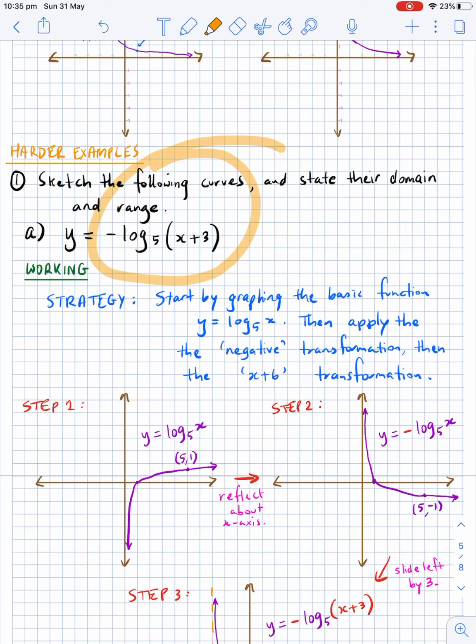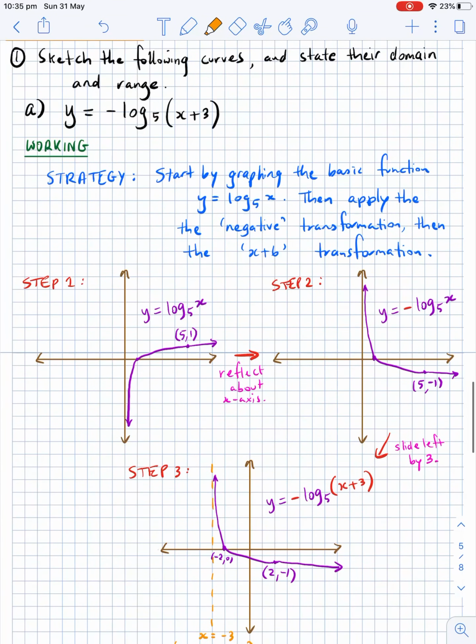So the tricky part about this sort of function here is that there's lots of different transformations. You've got to apply this transformation of x plus 3. That means move to the left by 3. And this negative out the front means that it's being reflected about the x-axis. So let's go through this strategy here.